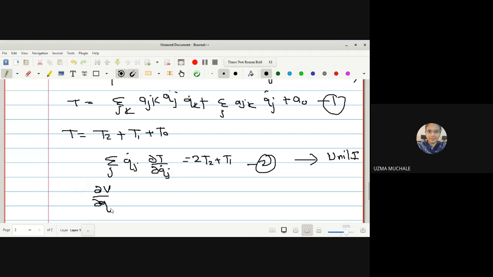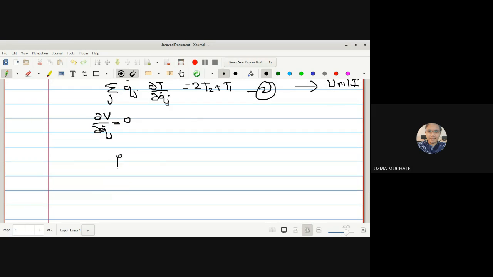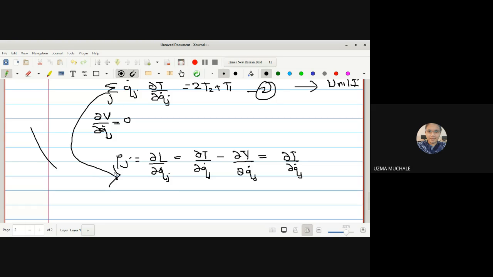But we know that dou V by dou qj dot is equal to 0 in the case of a conservative system. And next we have pj equals dou L by dou qj dot, which equals dou T by dou qj dot. L is nothing but T minus V, so simply I am writing the same thing: dou V by dou qj dot. This is 0, so hence we get dou T by dou qj dot. Okay. So finally, I have to just substitute this value. The value of dou T by dou qj dot we have got is equal to pj. So hence I can get that the summation over j of pj qj dot is equal to 2T2 plus T1.